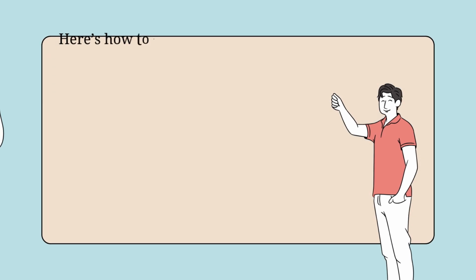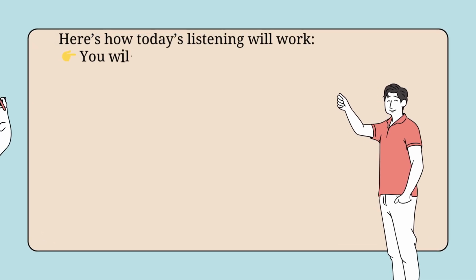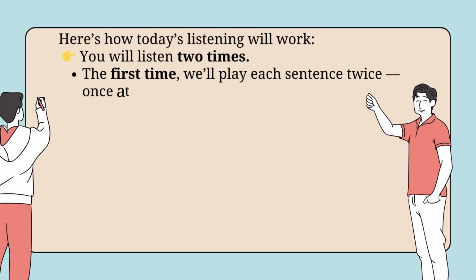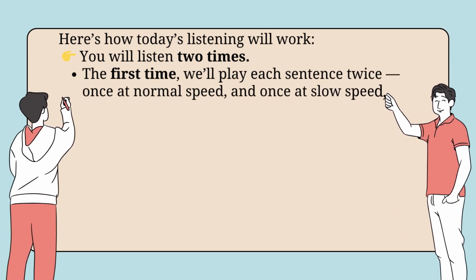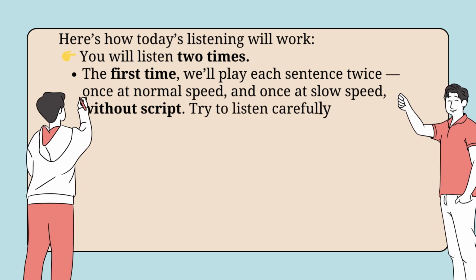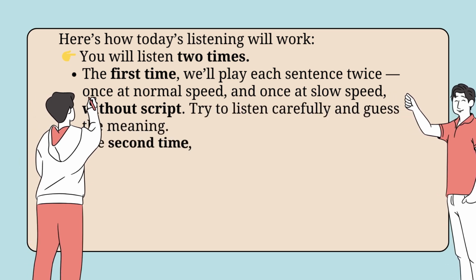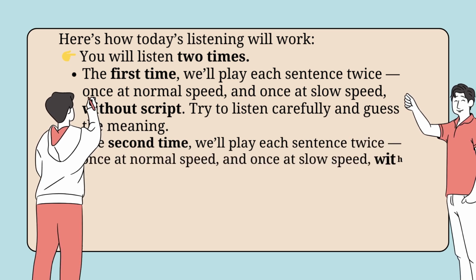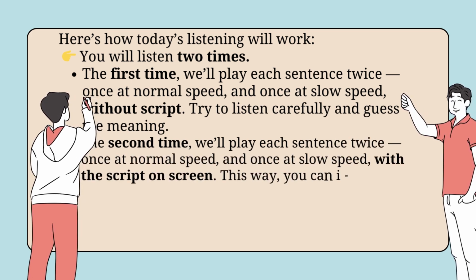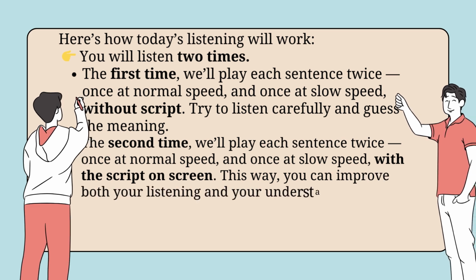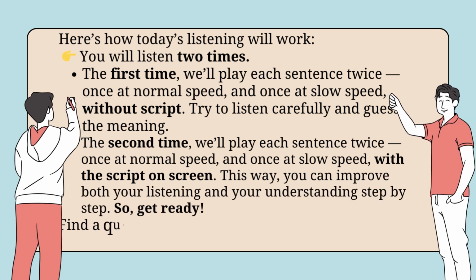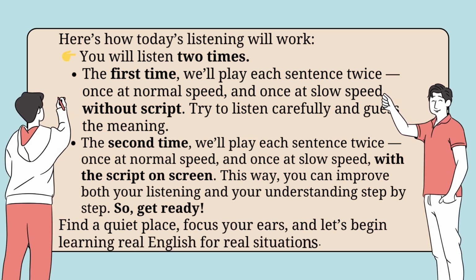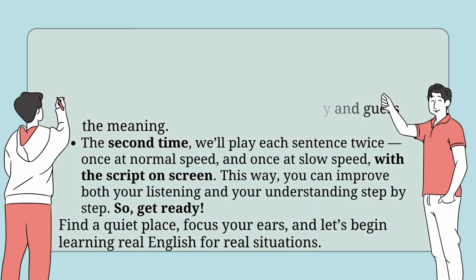Here's how today's listening will work. You will listen 2 times. The first time, we'll play each sentence twice, once at normal speed and once at slow speed without script. Try to listen carefully and guess the meaning. The second time, we'll play each sentence twice, once at normal speed and once at slow speed with the script on screen. This way, you can improve both your listening and your understanding step by step. So get ready. Find a quiet place, focus your ears, and let's begin learning real English for real situations.